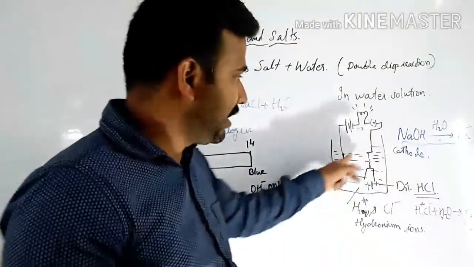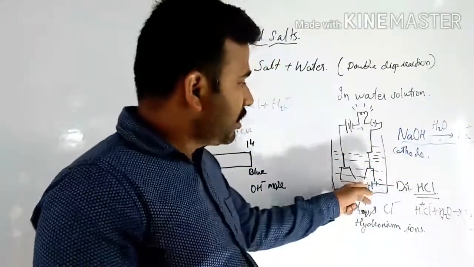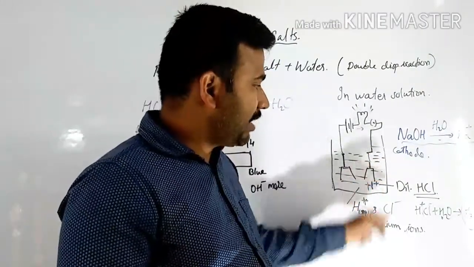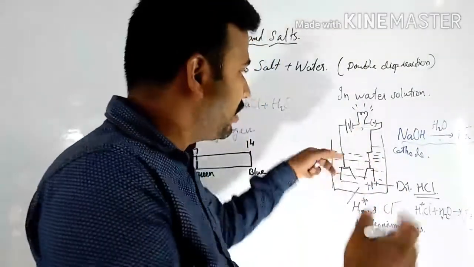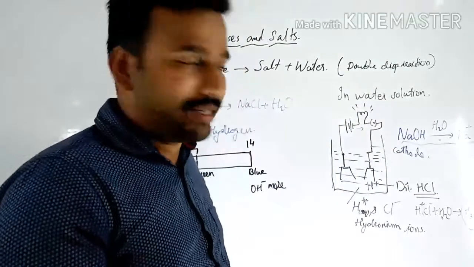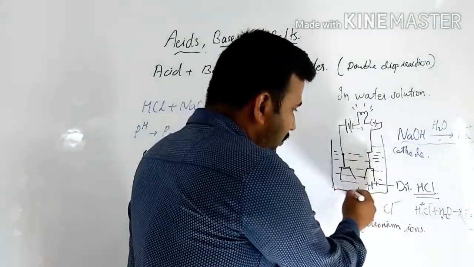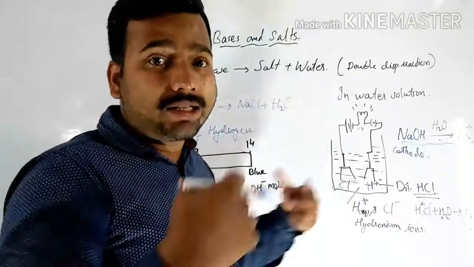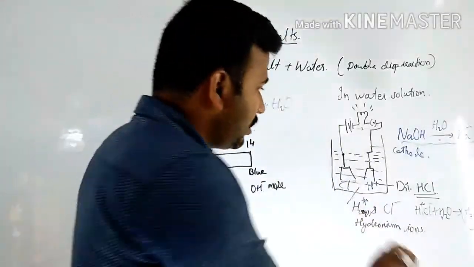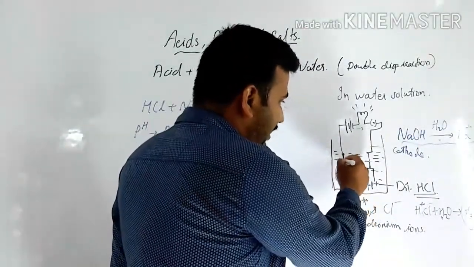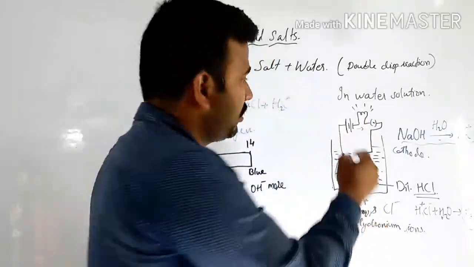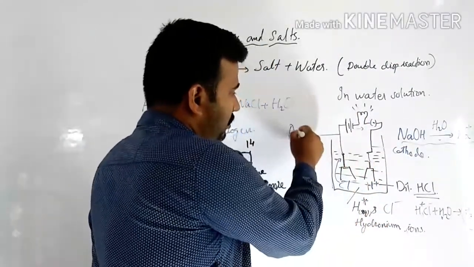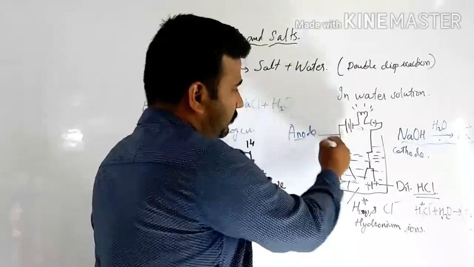We already studied the electrolysis of water. After reaching here, or this iron nail, they will accept electrons and be liberated as hydrogen gas. At the same time, the Cl minus ions, as they carry an extra electron, will get attracted towards the positive terminal of the electrode that is known as anode.